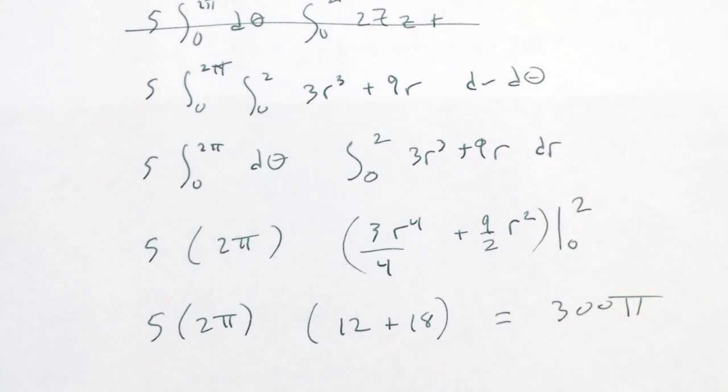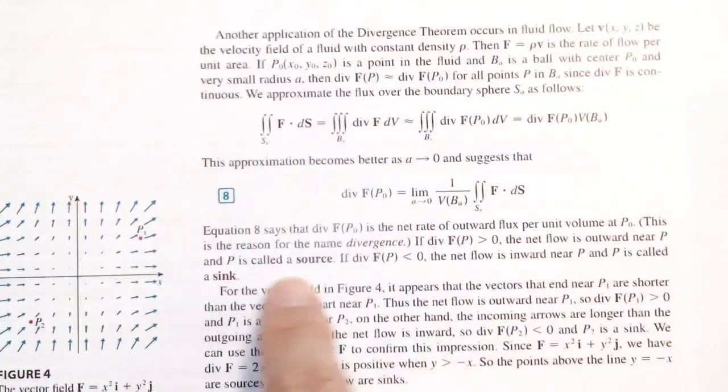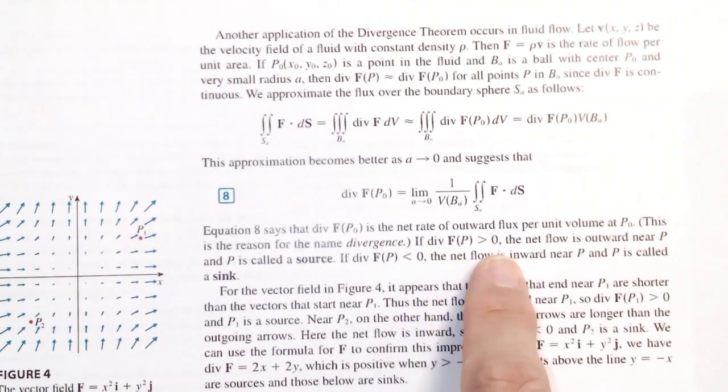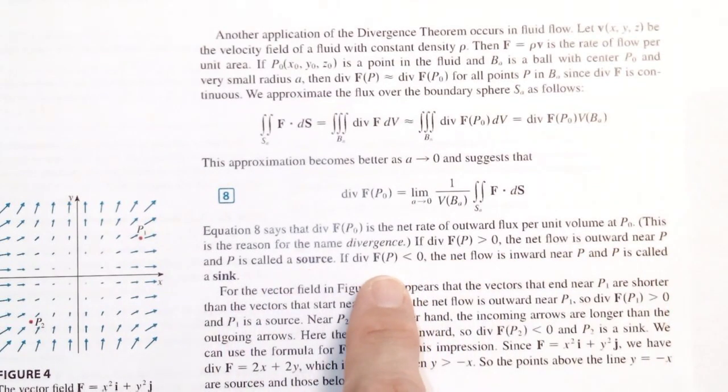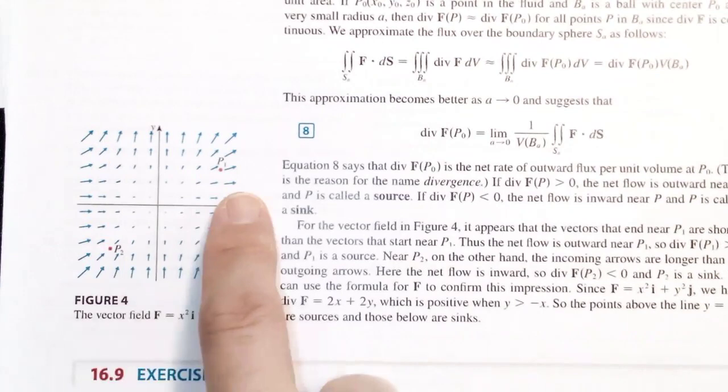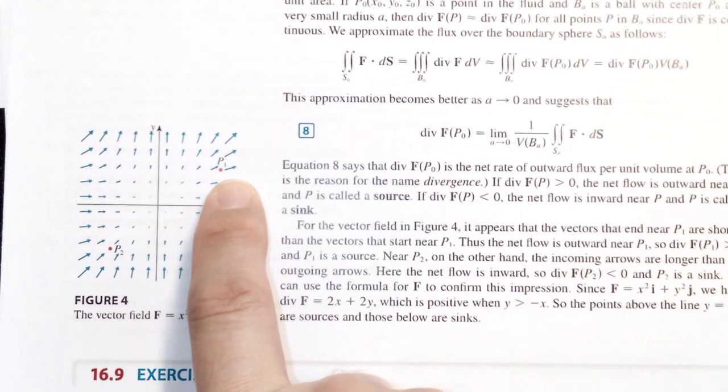Question? There's the definitions of sink and source again. If the divergence at a point is positive, the flow is outward, that's a source. If the divergence is negative, that's a sink. So here, I have a point. More stuff is coming in than going out. That makes this a sink. More stuff is coming out than going in. That makes this a source.